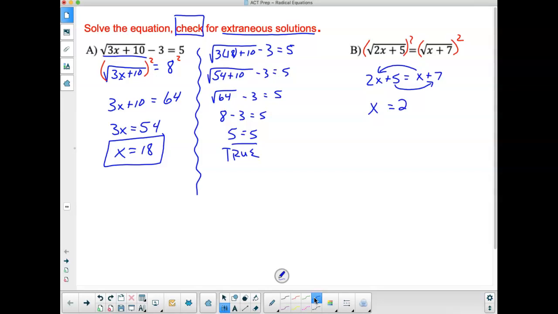Well, I squared things up here, so I need to check my solution. I'm going to do a little mental math. I'm going to plug in my 2. 2 times 2 is 4, plus 5. Does that equal the square root of 2 plus 7? So the square root of 9 does equal the square root of 9. It goes to 3 equals 3, but I don't care, I get the same number on both sides. That's true. Therefore, x equals 2 is the solution.